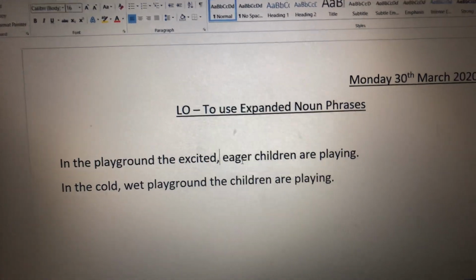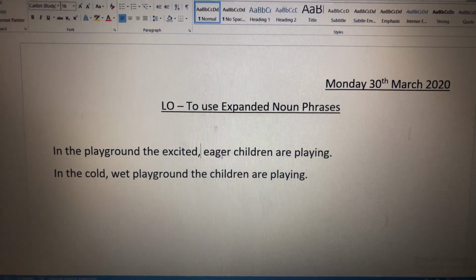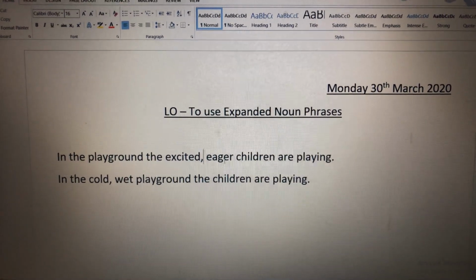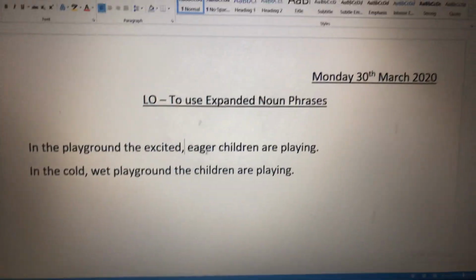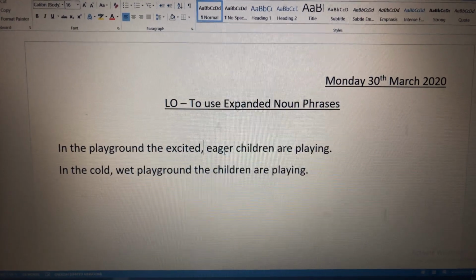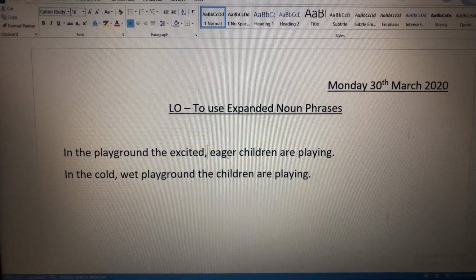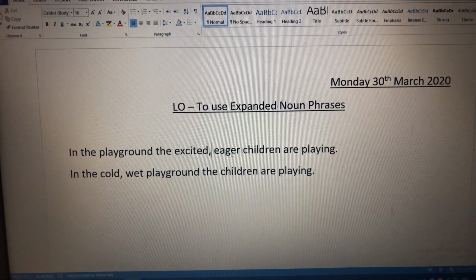So what I would like the children to do now is write sentences about what they can see around the house using expanded noun phrases. I would like this work to go where I'm going to put the link for this video, so they can watch it again on the Showbie file for writing, and I'll put it under today's date.